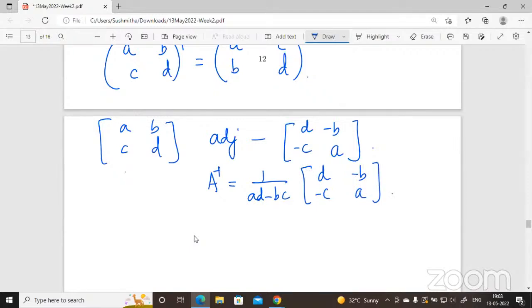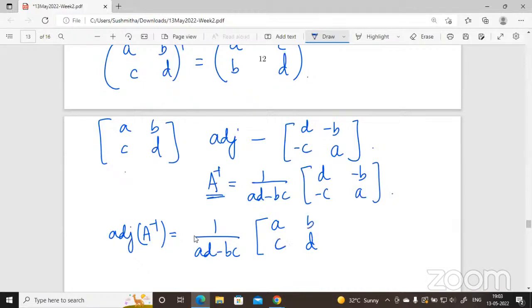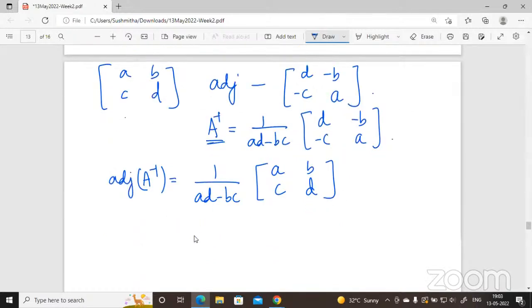Okay. So this is A inverse. What is the adjoint of A inverse? This is the part that I got lost actually. Yeah. So you have to flip the diagonal entries, and then you have to change the sign of the other 2 entries, right? Yes. So it will again become the original matrix. So this is A. Adjoint of A is this.